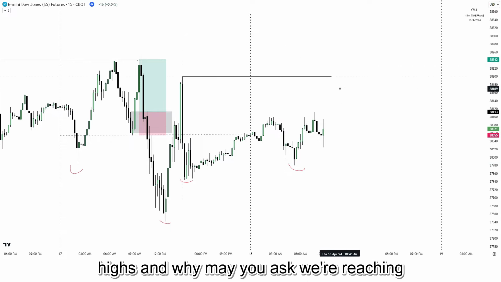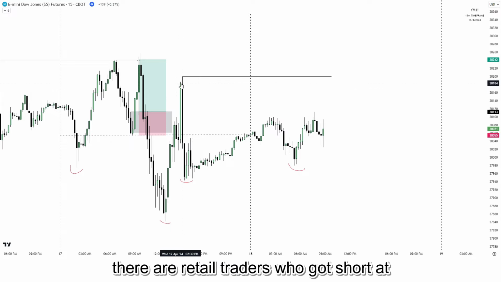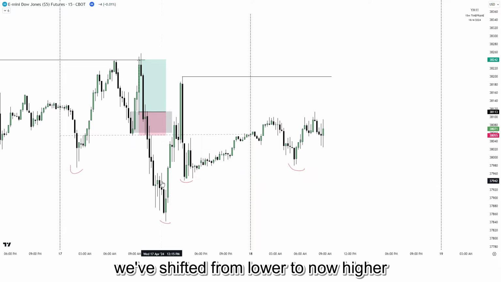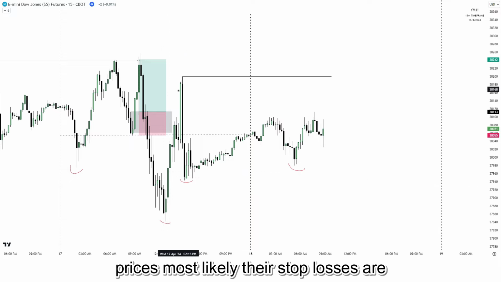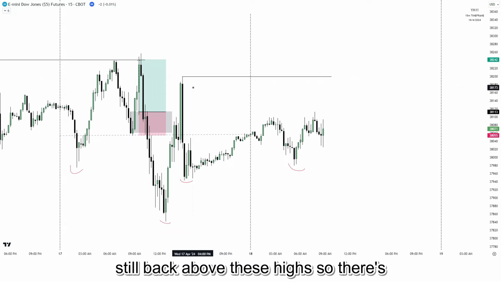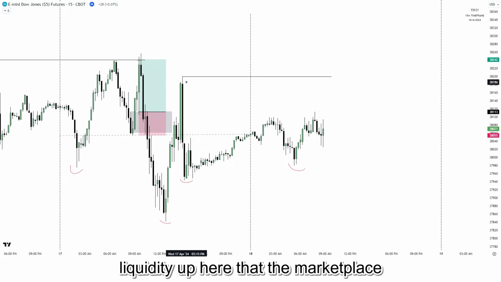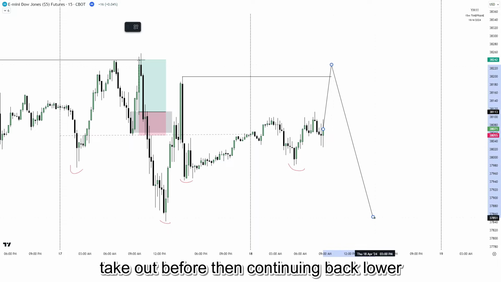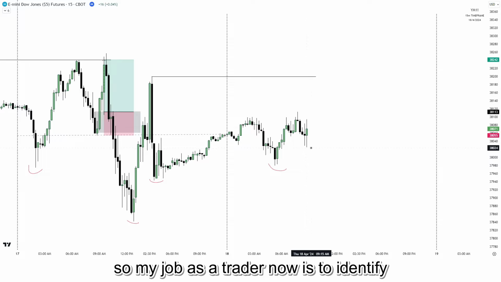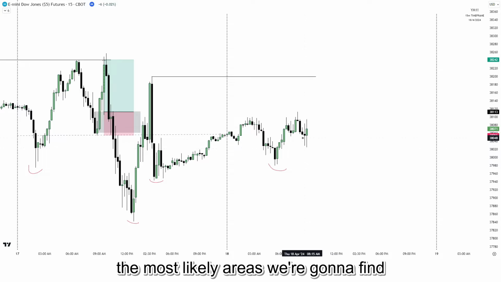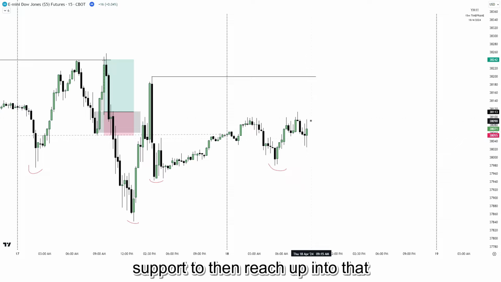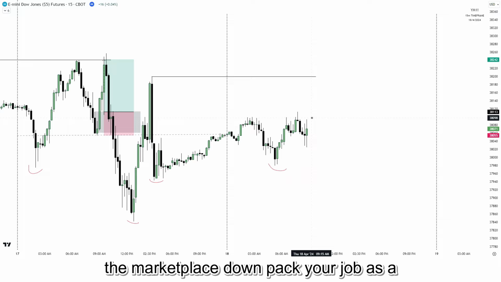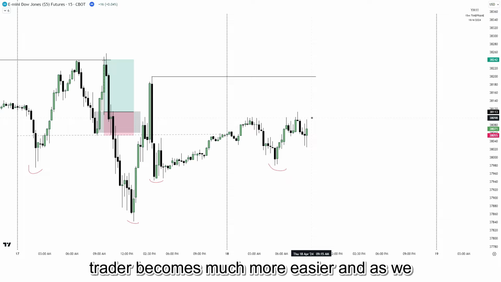And why, you may ask, are we reaching back up into these highs? Because there are retail traders who got short at these highs. If they weren't aware that we've shifted from lower to now higher prices, most likely their stop losses are still back above these highs. So there's liquidity up here that the marketplace would most likely want to come up into and take out before then continuing back lower. So my job as a trader now is to identify the most likely areas we're going to find support to then reach up into that liquidity pool. As long as you have the draw on liquidity and where we're going inside the marketplace down pat, your job as a trader becomes much easier.